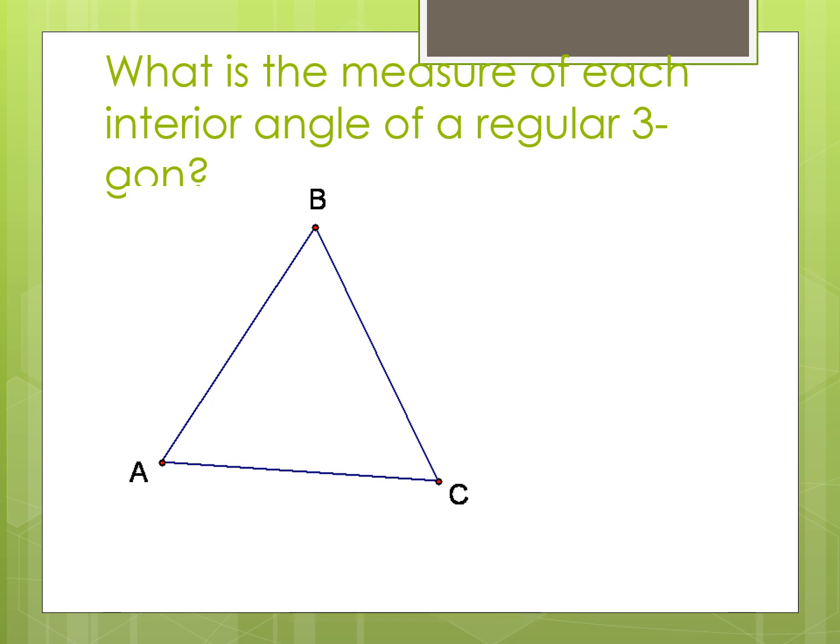What is the measure of each interior angle of a regular three-sided polygon? Since we now have 180 as the sum, and it is a regular polygon, regular polygon means equal angles. So we have three equal angles, then 180 divided by 3, and that is 60. So each interior angle measures 60 degrees.